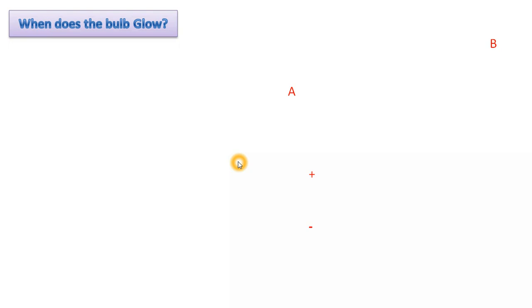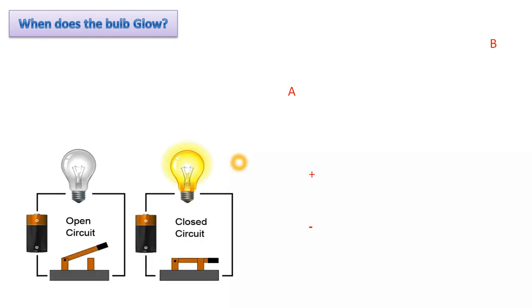So now the question is, when exactly does the bulb glow? We have already seen that initially when you do not switch it on, the bulb does not glow, and it glows when you switch it on or when you complete the circuit. So this is known as a complete circuit, where there is no break in between. So that is called a complete circuit.